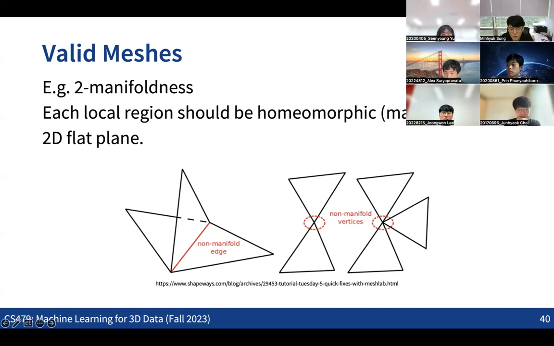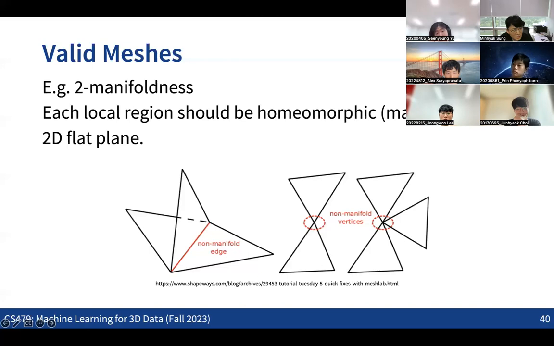So if we think about the surface of 3D volumes, like the body, for example the skin of the human body, we want to see that basically every local region of the skin can be mapped to some kind of flat plane, right? Which means that every local region is really a 2D surface, not something arbitrary.